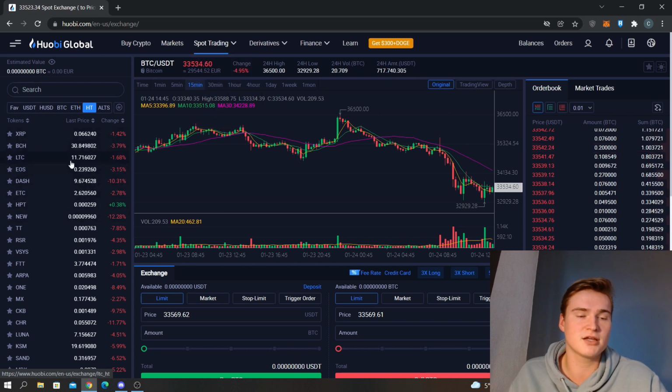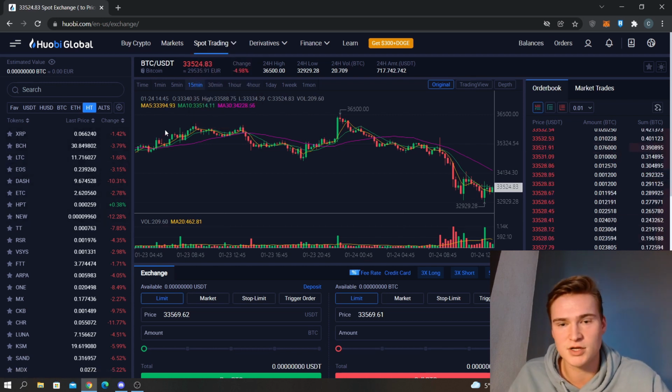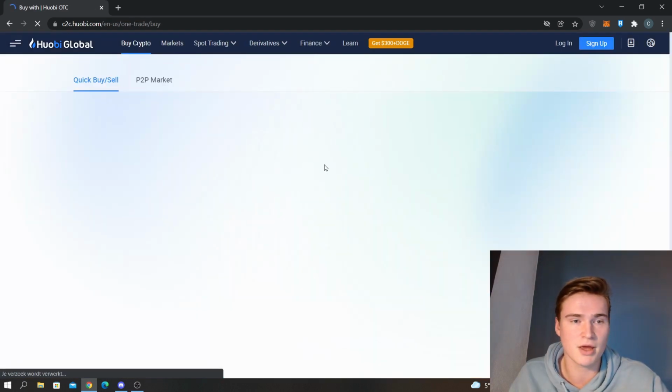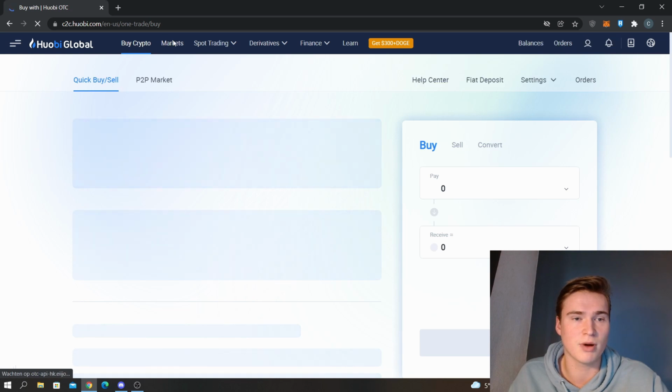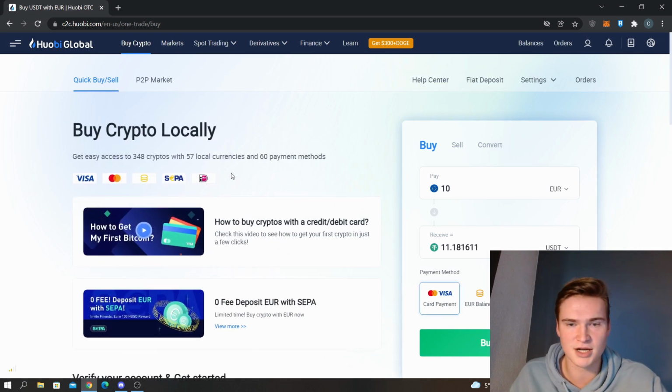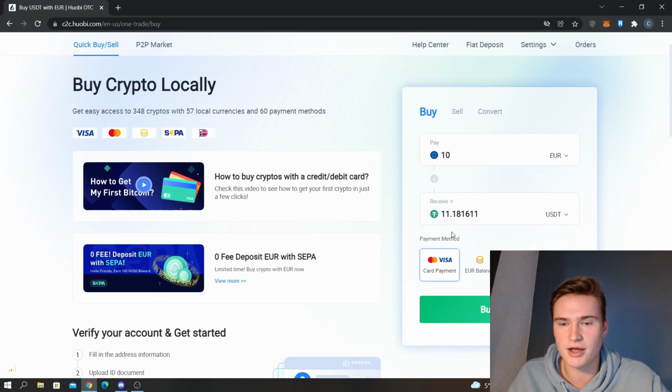So this is basically crypto against crypto trading. There's also the possibility to buy crypto with credit card or other types of payment. You can do that on the buy crypto page. It's limited to certain countries, so you should check that out first. Here you can buy it very quickly.